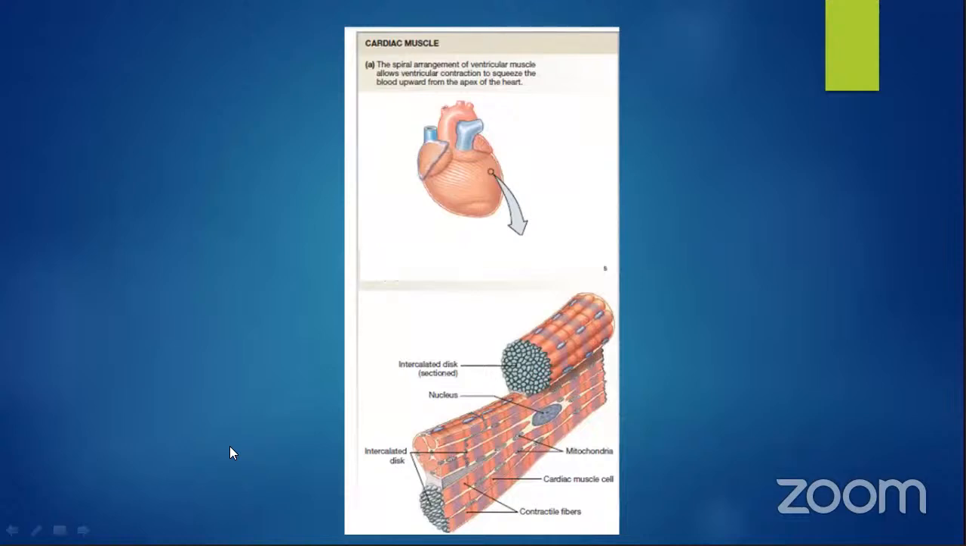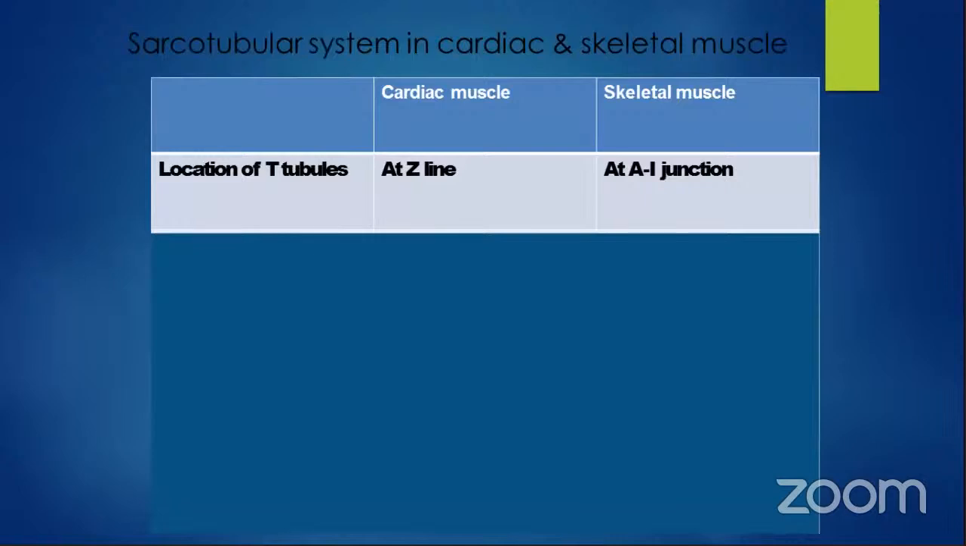In this diagram, the spiral arrangement of ventricular muscle is shown. Ventricular muscle is arranged in this specific way so that ventricular contraction can squeeze the blood upward from the apex of the heart. That is just a diagrammatic representation of how these muscles are arranged.